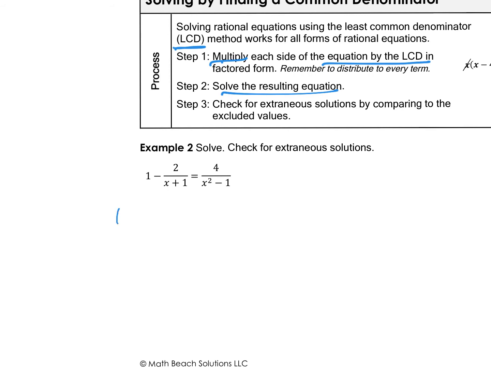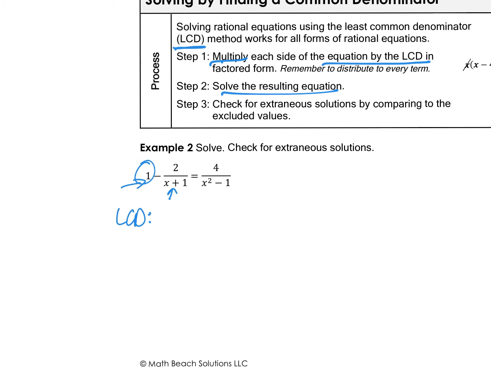Okay, so first step is to find the LCD. Notice we don't have a denominator on my first term. Second term we do. So this is why we cannot use cross multiplication, because we have this 1 here. It's not just a fraction on the left and a fraction on the right. So factor if possible. We can't factor x plus 1.